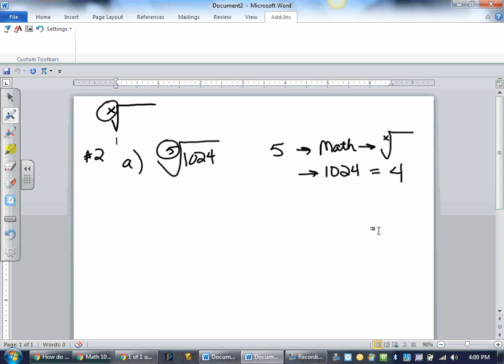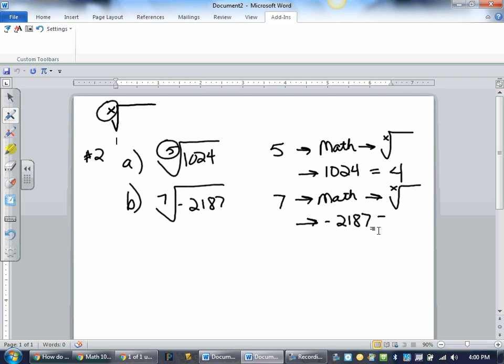So for B, your keystrokes for the 7th root of negative 2,187 will be: you will enter the 7 first, then the math button on your TI 83 or 84. Then you will get the radical symbol with the X in it, and then you will type in the negative 2,187, hit enter, and you will get negative 3. Okay, so that's just how you do the keystrokes on there. I'll give you a couple minutes to go and do the rest. Maybe press pause on this until you're all done.